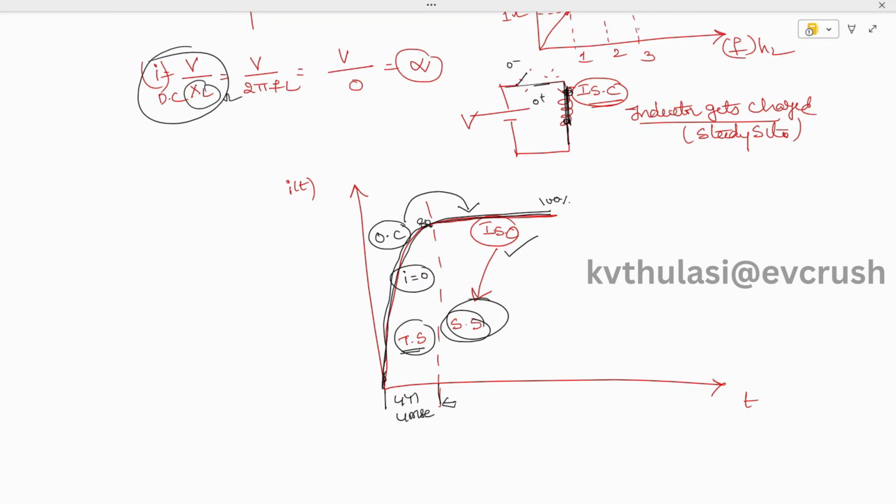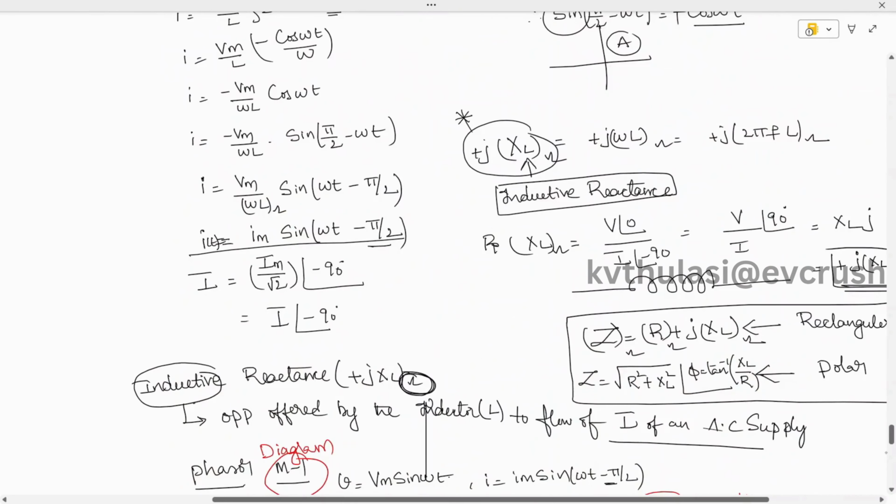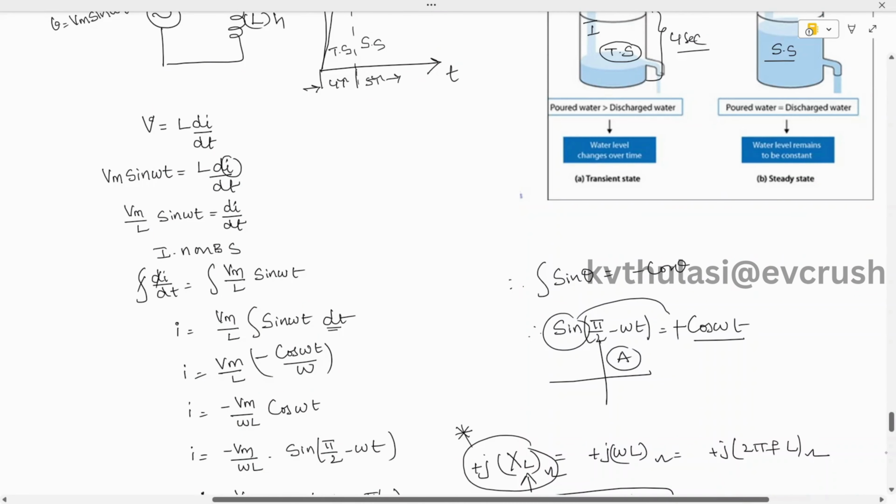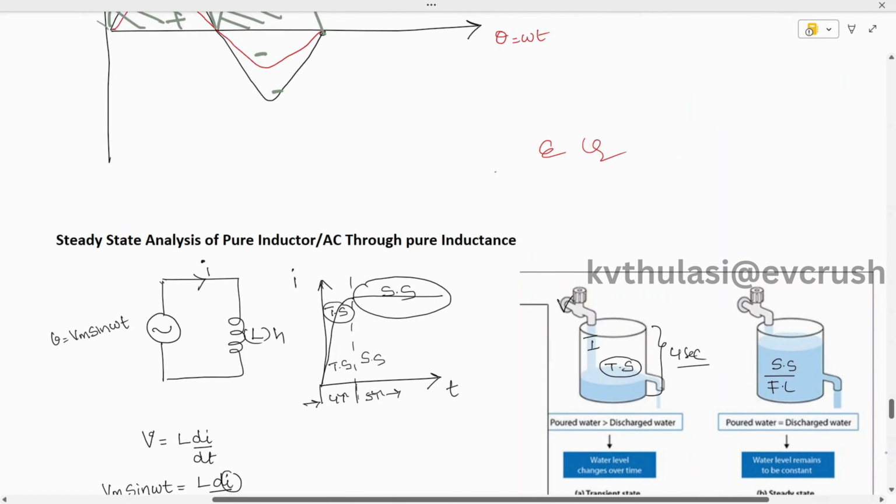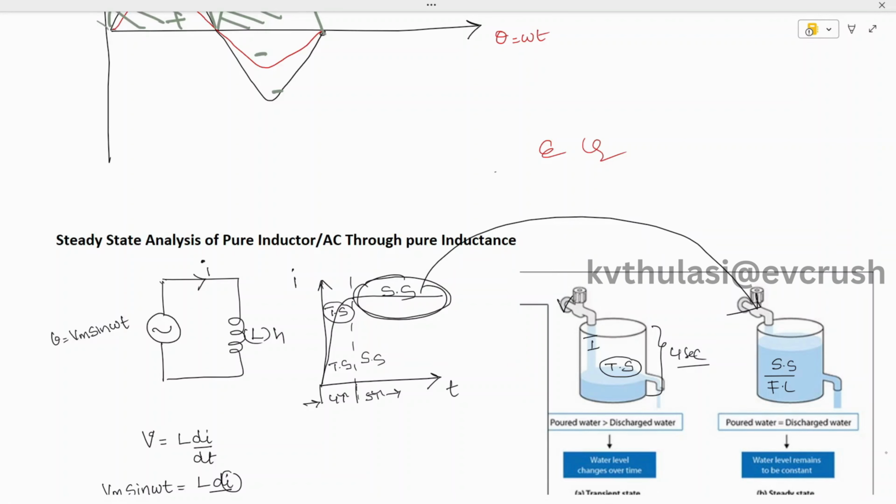That's how to understand the behavior of an inductor under the transient state as well as the steady state. Very simple. The inductor gets current, here the current becomes infinity, and the inductor acts as a short circuit and gets charged in the steady state. This is how we understand what happens to an inductor in steady state. The inductor gets fully charged. This is called the steady state behavior of an inductor.